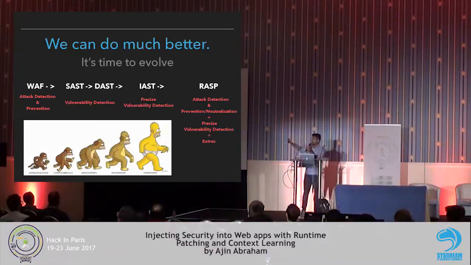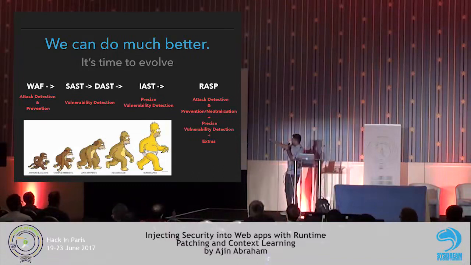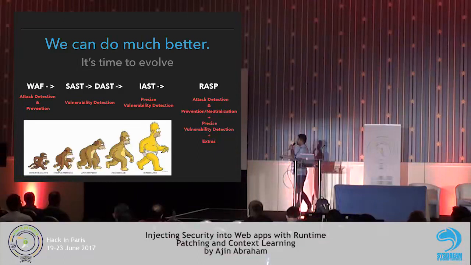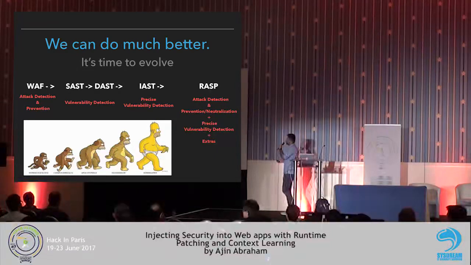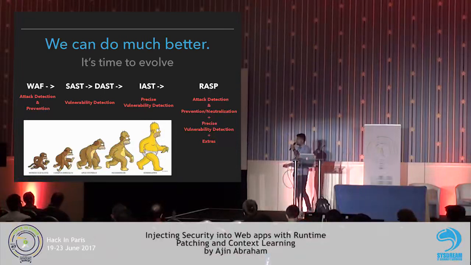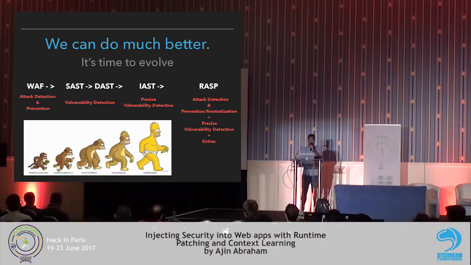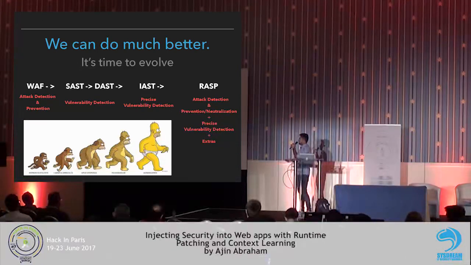Okay, so let's take the evolution as this. We have WAF, which does attack detection and prevention. And then you have the SAST and DAST tools, your static and dynamic analyzers, which do vulnerability detection. Then the new breed, which is more related to RASP, called IAST, gives you precise vulnerability detection and works more or less similar to a RASP. And then you have the RASP: attack detection, prevention, neutralization, etc. These two are more like AppSec tools, to be used inside AppSec by security professionals. And these are more like a firewall or a protection endpoint, which you use just before your corporate assets.